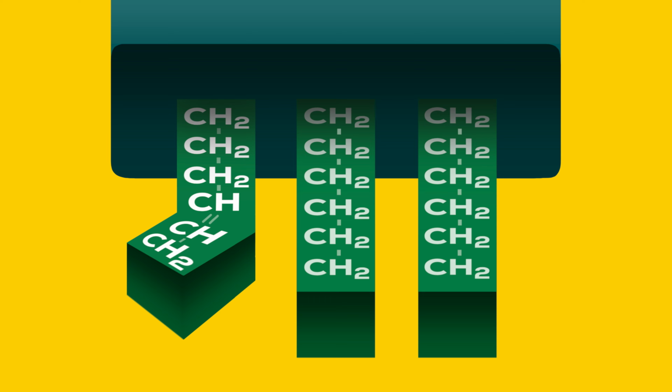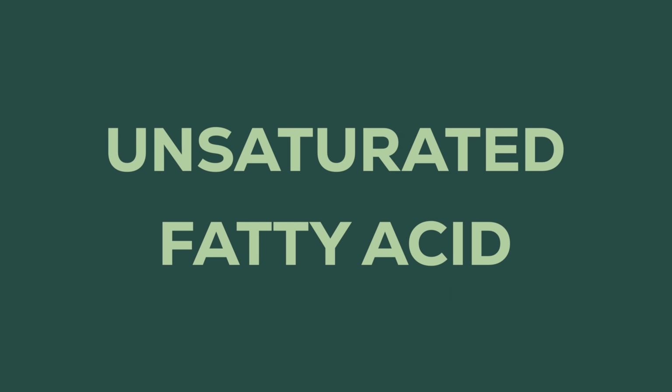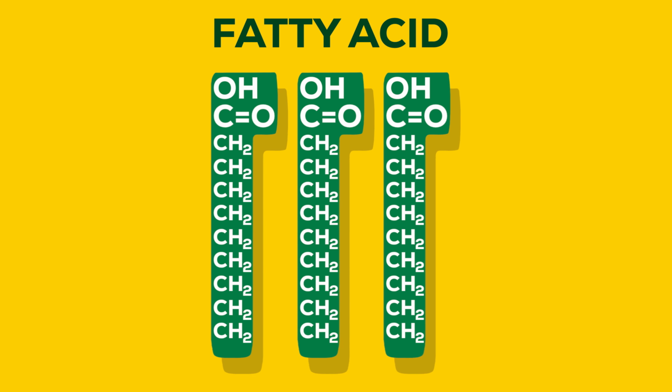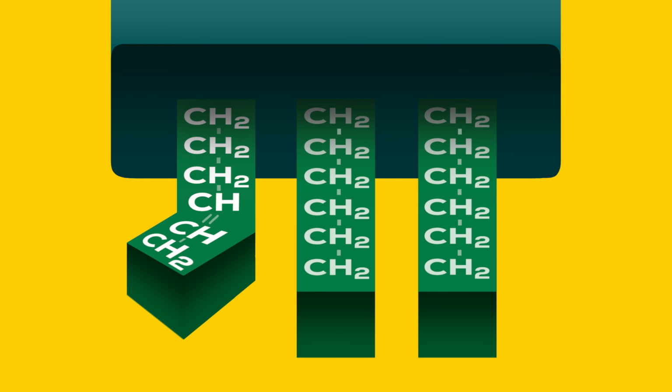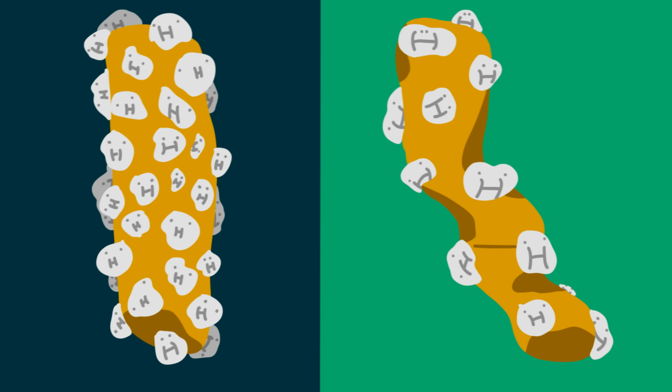However, when a carbon chain contains one or more double bonds, it's called an unsaturated fatty acid, while one with no double bonds is called a saturated fatty acid. This is because when a double bond occurs, the carbon chain will lose a hydrogen. Therefore, it's not saturated with the maximum number of hydrogens that it could possibly have.